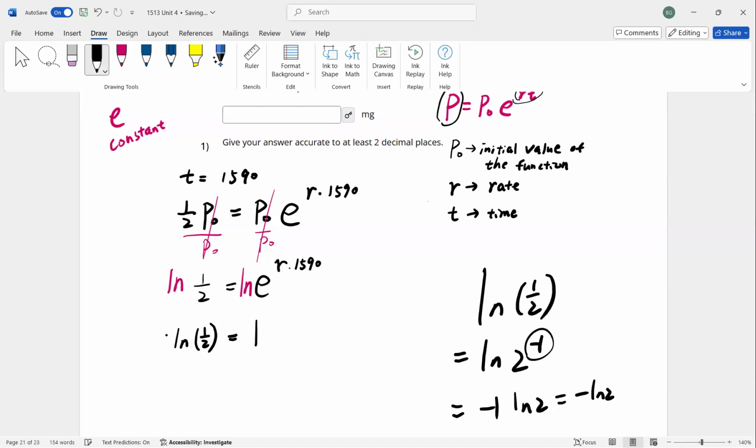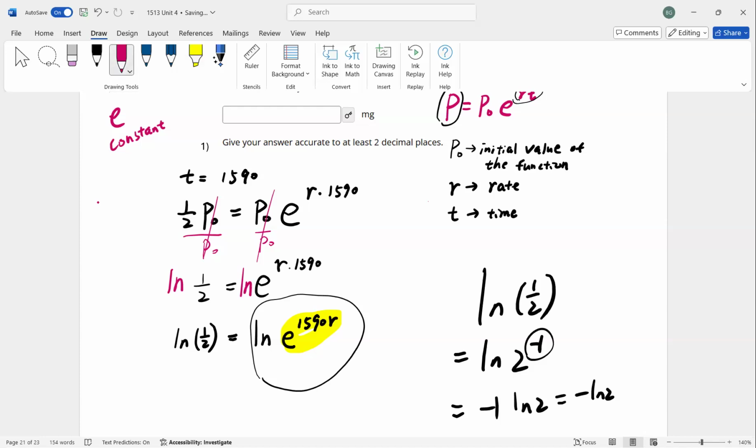On the right side, we have ln e to the power. I feel more comfortable with the constant in front of the variable, so I'm going to write 1590 r. Okay, this way, it's the same thing. 3 times 2 equals 2 times 3, commutative property. And the right side is a log with base e, so it's a natural log, right? And the argument is the yellow part, and the argument is a power. So we are able to apply the power rule.